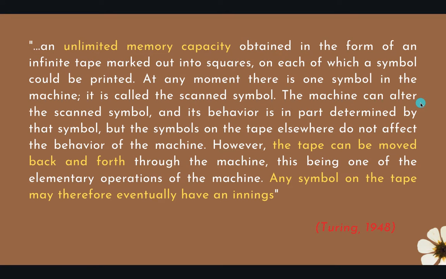The machine can alter the scanned symbol, and its behavior is in part determined by that symbol. But the symbols on the tape elsewhere do not affect the behavior of the machine. However, the tape can be moved back and forth through the machine, this being one of the elementary operations of the machine. Any symbol on the tape may therefore eventually have an inness. As we can see from the quote, Turing certainly envisioned later development of computer science.